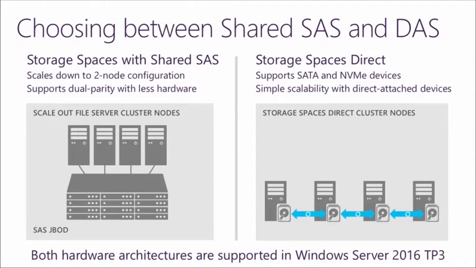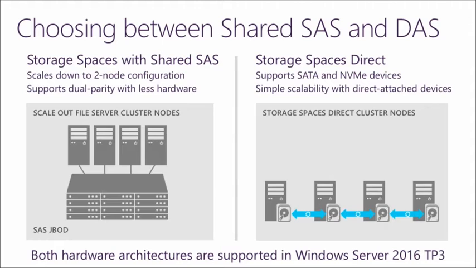So what choice should you make? Should you go for the JBOD approach? Should you go for DAS and Storage Spaces Direct? And ultimately it's up to you. The one on the right, Storage Spaces Direct, will support SATA disks, so lower cost, enterprise SATA, and non-volatile memory disks as well. So giving you more flexibility and choices you can make around that hardware specifically. And it's simple to scale with direct attached devices, so you can include them in the box. You could attach them separately as well.